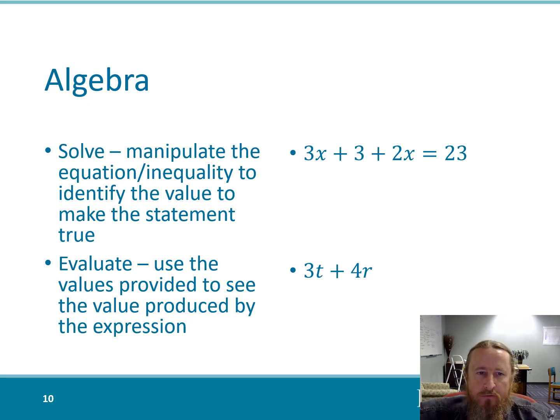We have two different routes we can take in algebra. We have solutions where we manipulate the equation, and it can be an inequality, to identify the value that makes the statement true, whereas we evaluate 3t plus 4r, which is not set equal to anything. They may give you values and say, what is 3t plus 4r? Then they will say if t equals and if r equals. And you will plug those variables in and do the math indicated.